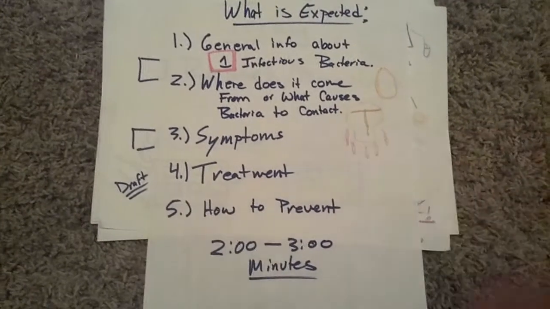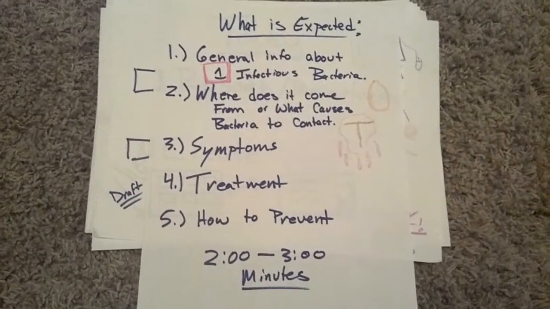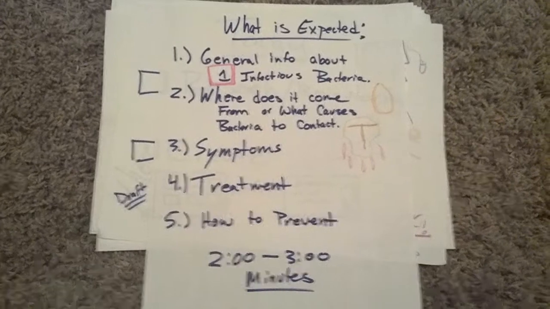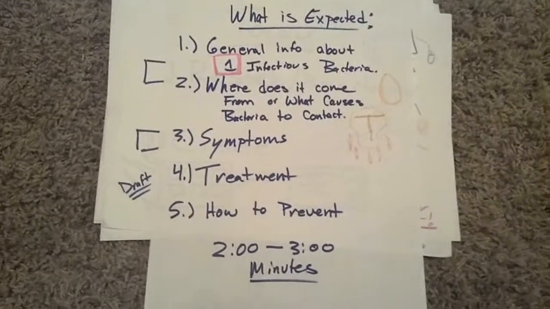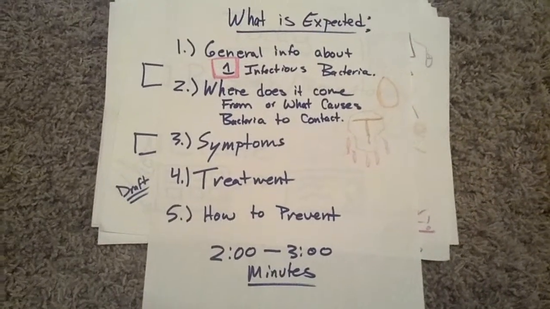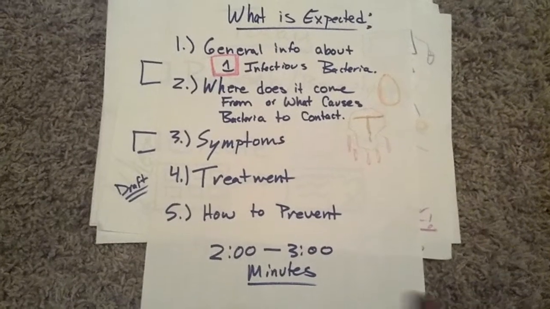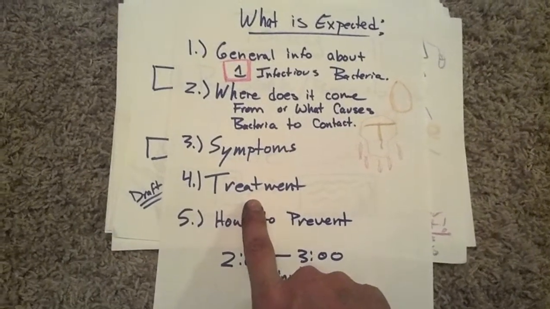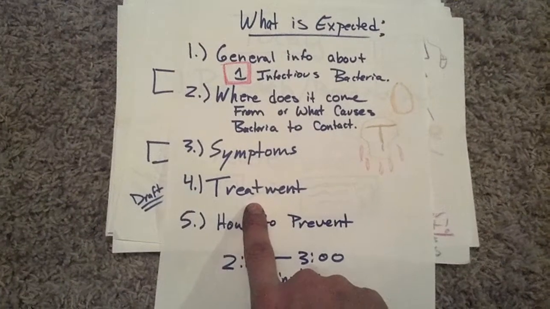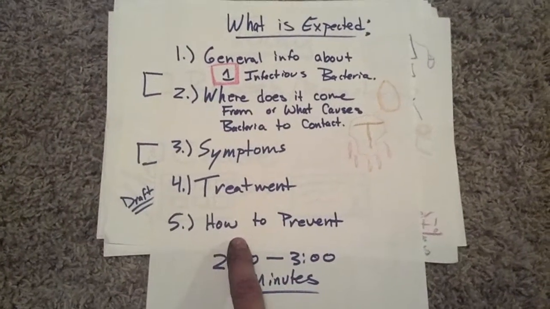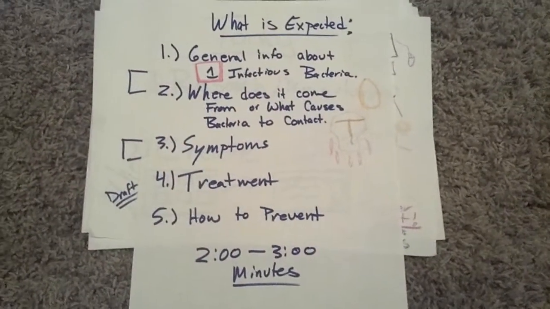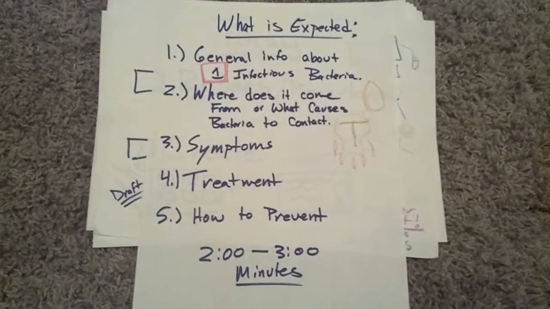You're also going to want to have a slide on symptoms. How does it make you feel? These are going to be your nausea, your diarrhea, your fever, your chills. What does that bacteria make our bodies feel like? You're going to want to have a slide on treatment. What is it going to take to get better? And lastly, you're going to want to have a slide on how to prevent this bacteria from happening again because you don't want to be sick again.